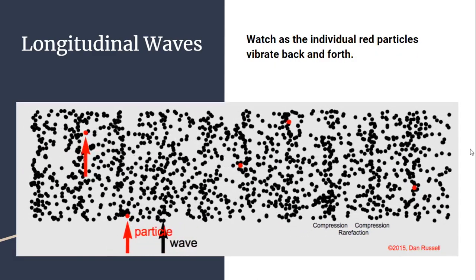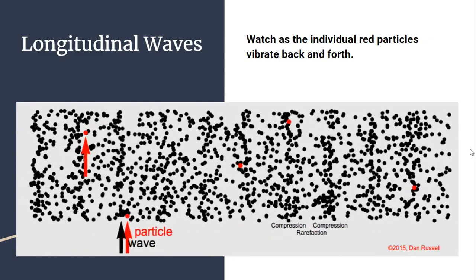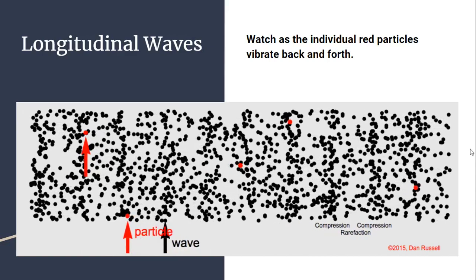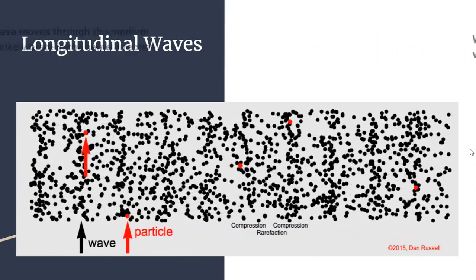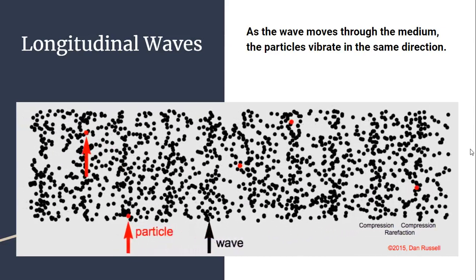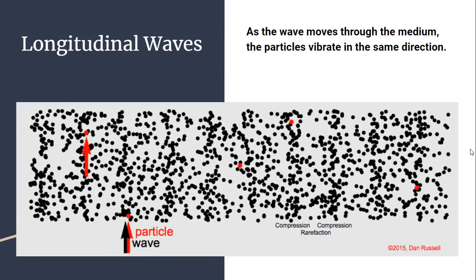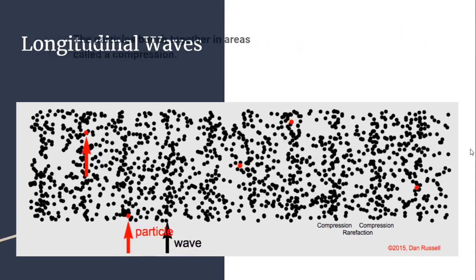Here in this animated example, you can watch some of the individual particles are highlighted there in red. You can also see the wave move from left to right. As you look a little closer, you can see that the wave moves through the particles, and the particles shift left to right in that same direction that the wave is moving.